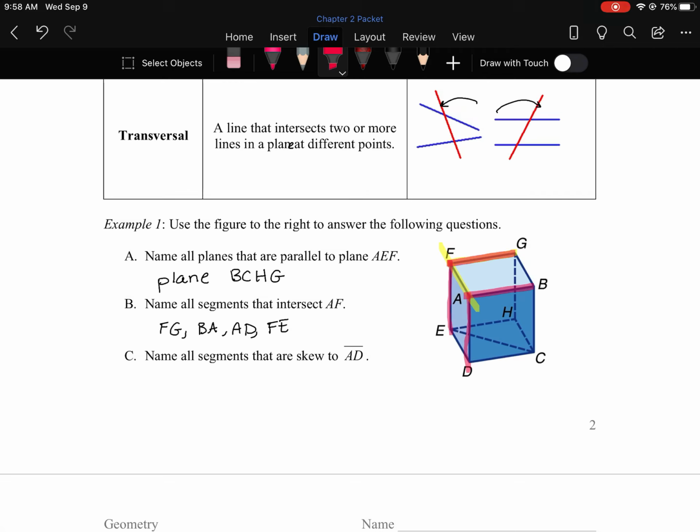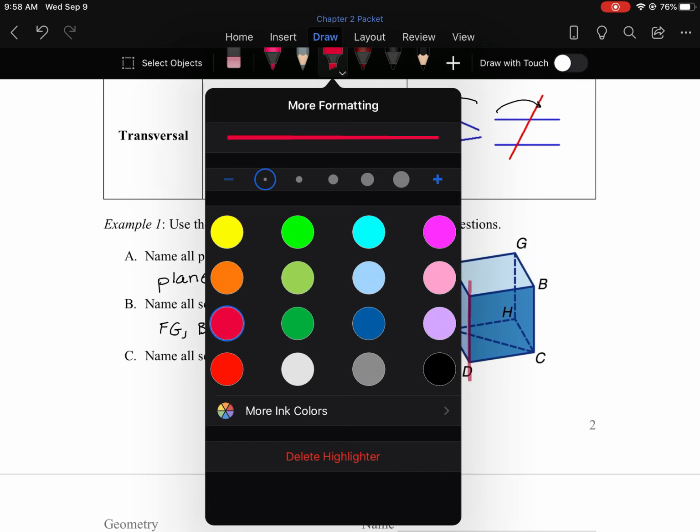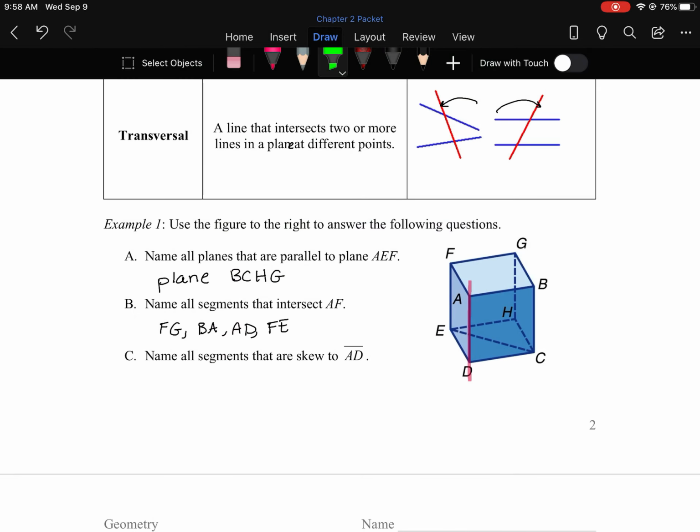All right, here's the sort of tricky one. Name all segments that are skew to AD. So that's that edge. They can't be in that same plane. We do not want them to be parallel. So the first thing I see is EH. That's not in the same plane. That's the back edge of the box. So I'm going to put EH down.